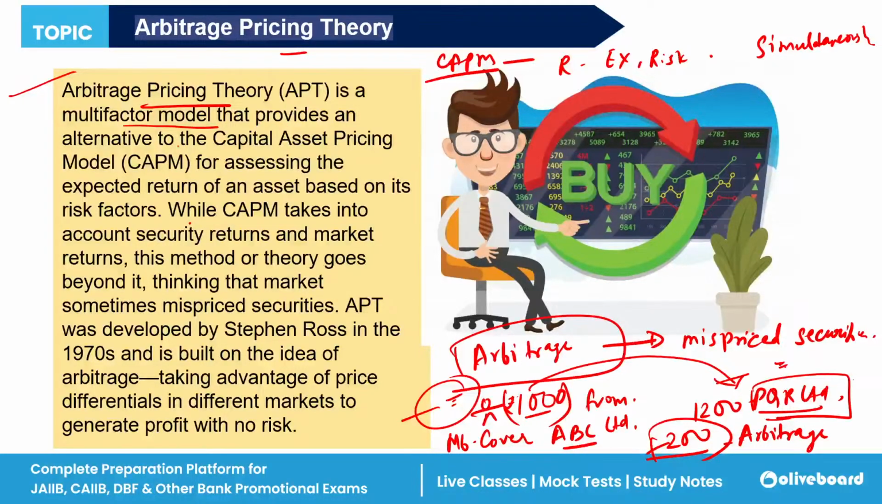It is a multi-factor model that provides an alternative to the CAPM model. CAPM includes market returns and risk, whereas this theory goes one level up, thinking that markets sometimes misprice securities. So in this case, on a certain day the price gets to 1200, and the rest of the time the price is very cheap. But on a certain day the price gets very high, like on the eve of New Year, on the eve of Christmas, on the eve of festivals. All shops should decrease their price, but they increase their price for some reason. So from the mispriced securities they will earn their money.